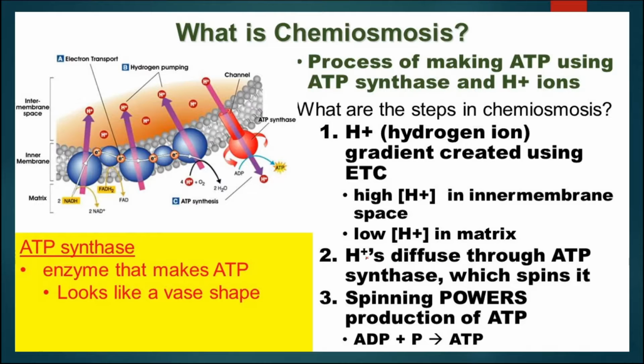Due to that, this hydrogen ion will diffuse through the ATP synthetase enzyme, which spins. During this movement of hydrogen ions through the enzyme, ATP synthetase, ATP will be synthesized: inorganic phosphate will combine with ADP, that is adenosine diphosphate, to produce ATP, and this is known as the process of chemiosmosis. The enzyme is ATP synthetase or ATP synthase. It looks like a vase-shaped structure.